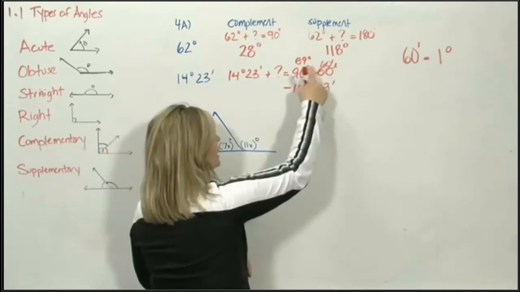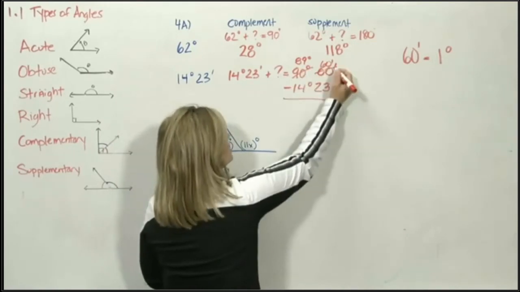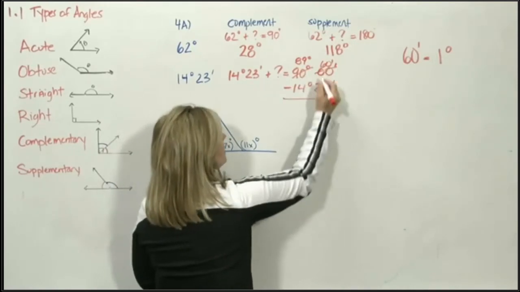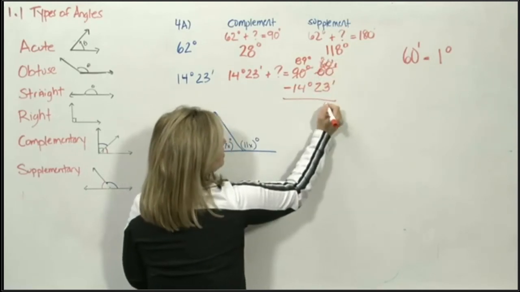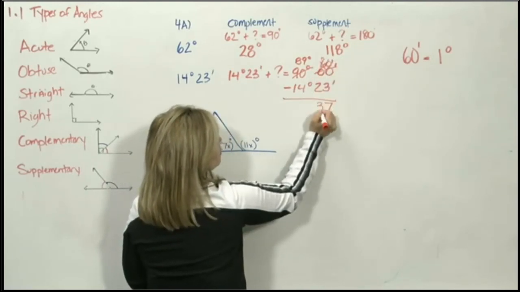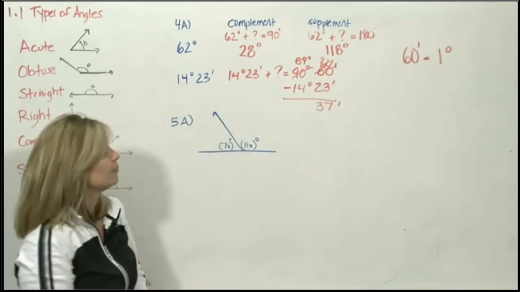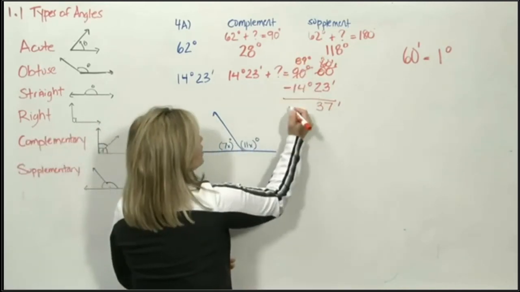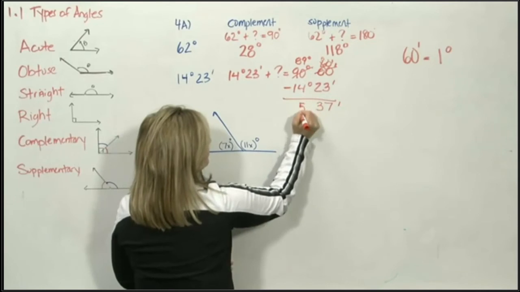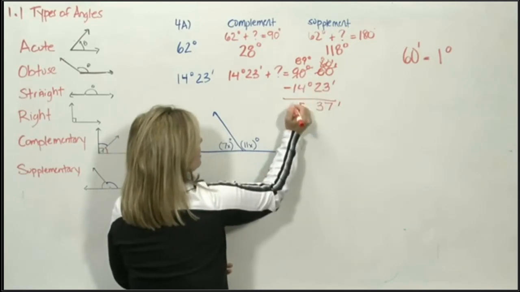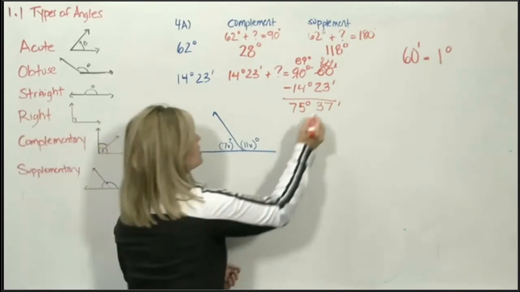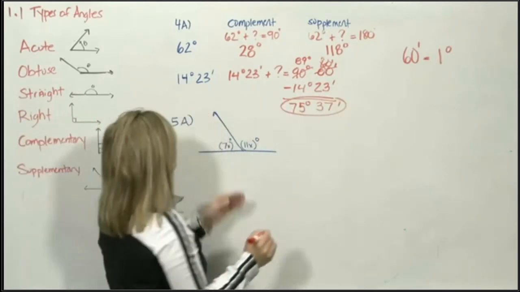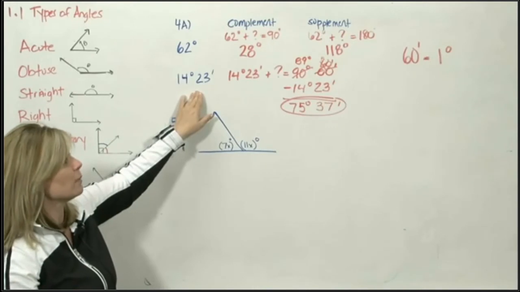But now when I write it like this, I can subtract. 60 minutes minus 23 minutes. Well, I'll borrow from the 6, so I'll make that a 5. 10 minus 3 is 7. 5 minus 2 is 3. I have 37 minutes. 89 degrees minus 14 degrees. 9 minus 4 is 5. 8 minus 1 is 7. 75 degrees, 37 minutes. That would be the complement to 14 degrees, 23 minutes.